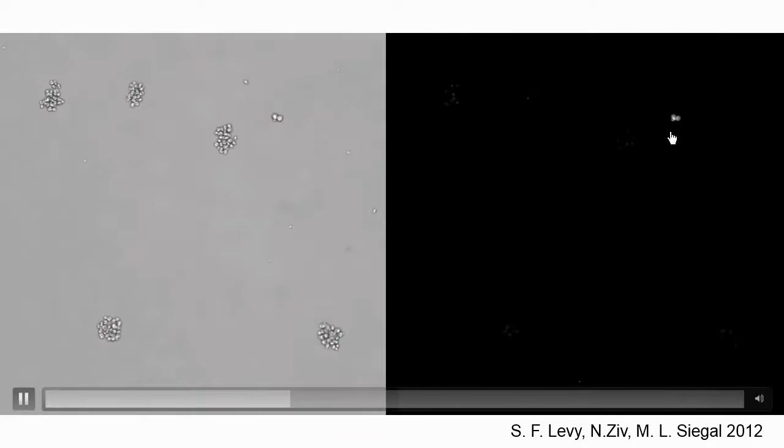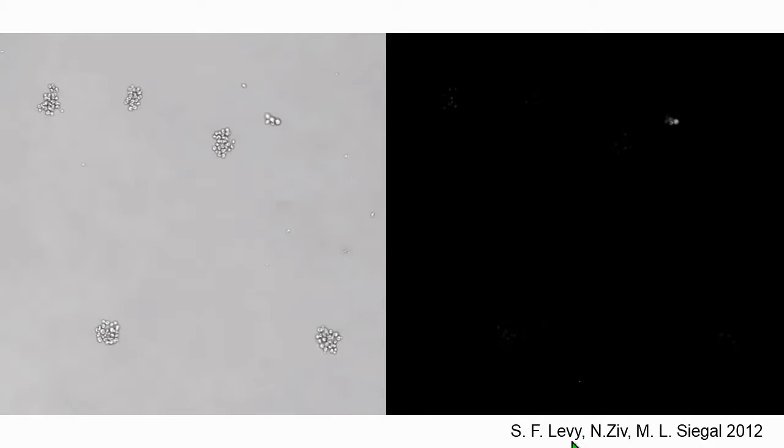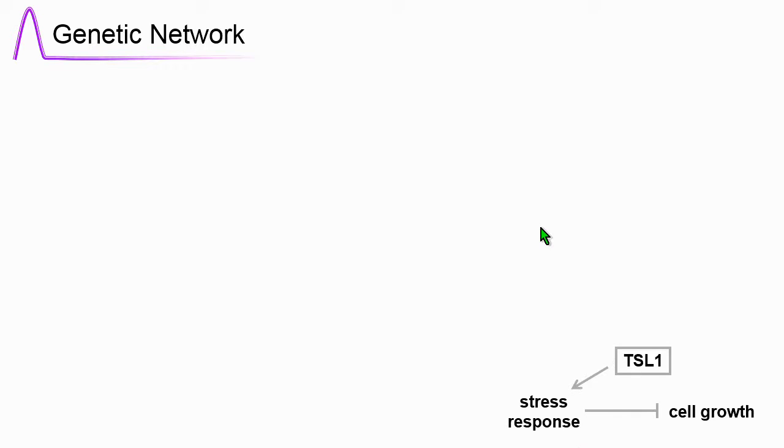And then after heat shock, that's only survivors. Okay, so hopefully I convince you that's what's happening. And if we put everything into a genetic network to make it simpler, before such a study, what we know is that under stress condition, TSL1's expression level will be elevated, which will induce a stress response and which will cause the inhibition of cell growth.